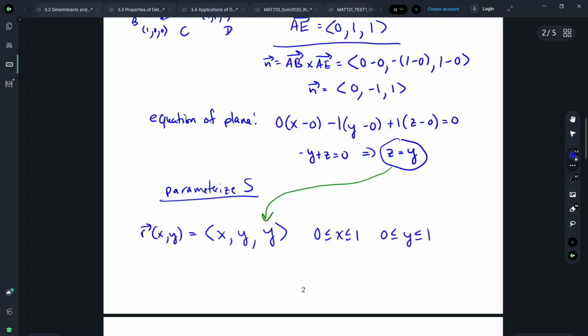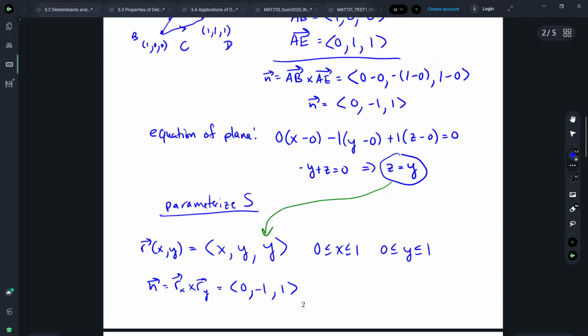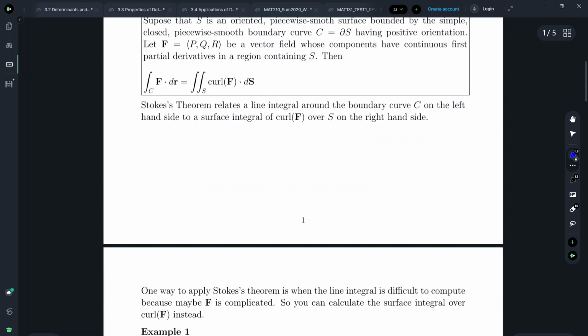And the nice thing here is we've already calculated the normal vector. So the normal vector, we don't have to repeat this cross product, right? So this is already calculated previously as this vector here. Okay, so that's the parameterization for S. And then finally, again, to set up Stokes' theorem, I need also the curl of the vector field.